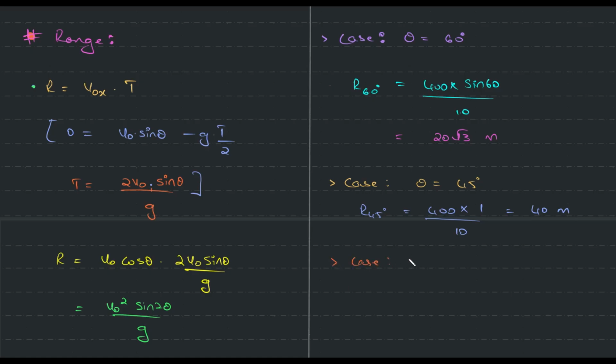And case of theta is equal to 30 degree. This is same as 60 degree, right? This is 20 root of 3. That's it. Okay, so I hope you guys remember this, because of sine 2 theta, we have sine of 2 into 30 degree is same as sine of 2 into 60 degree. Because they're complementary of each other.